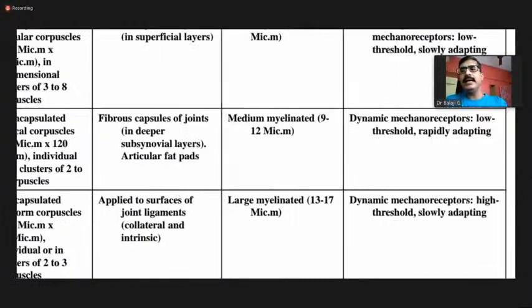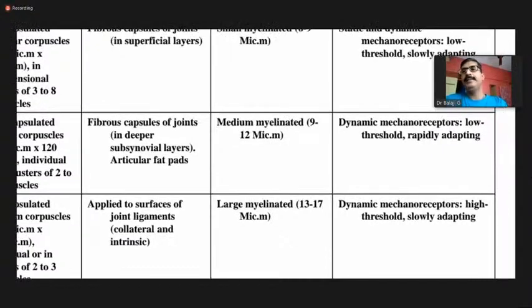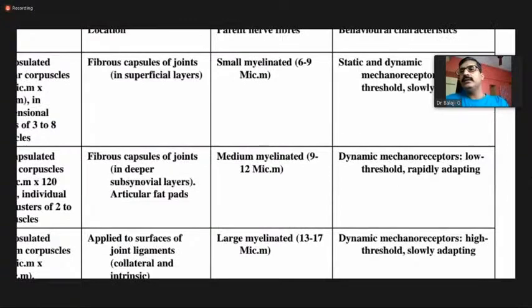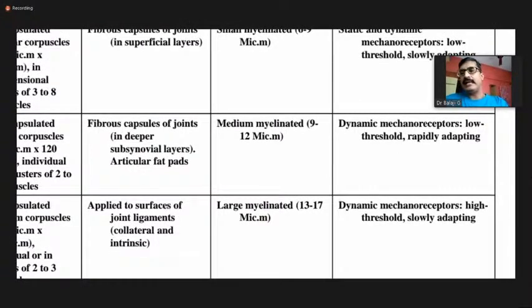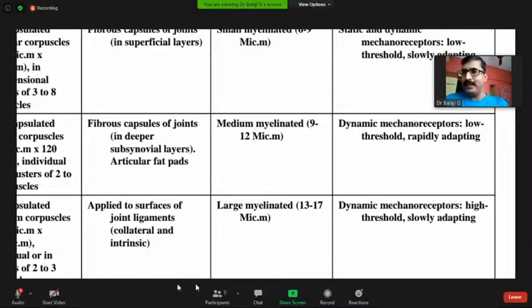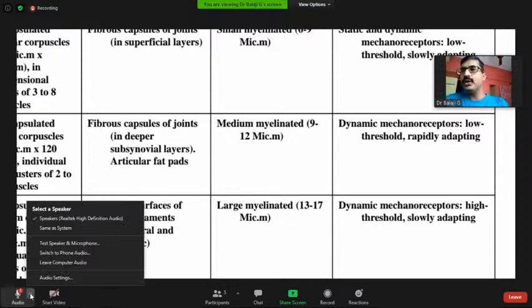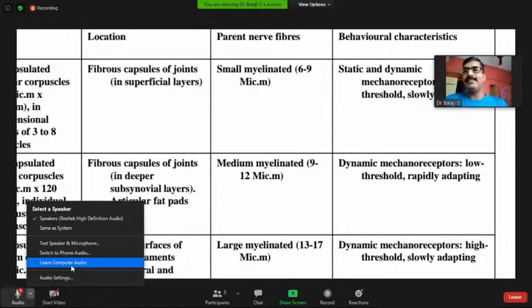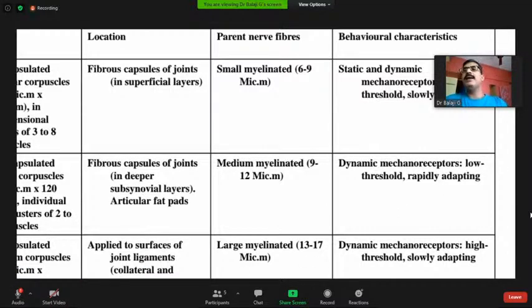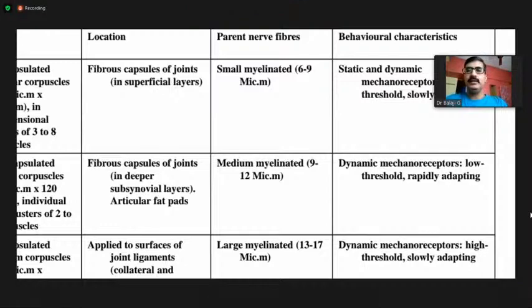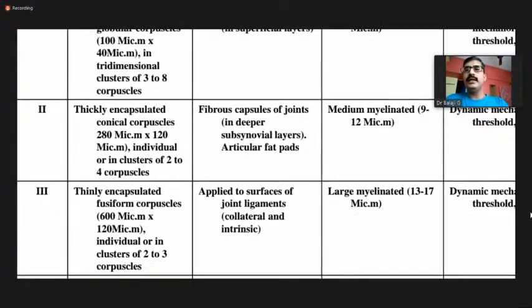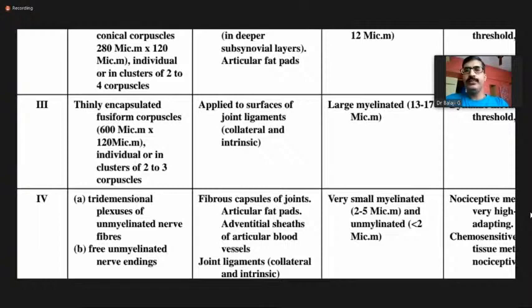This is connected with a parent nerve fiber that is medium myelinated. So what are the characteristics? This is a dynamic mechanoreceptor, low threshold, and it is rapidly adapting. Type 1 is low threshold and slowly adapting. This one is also low threshold, but it adapts fast. So this is type 2, which we have seen in articular neurology.